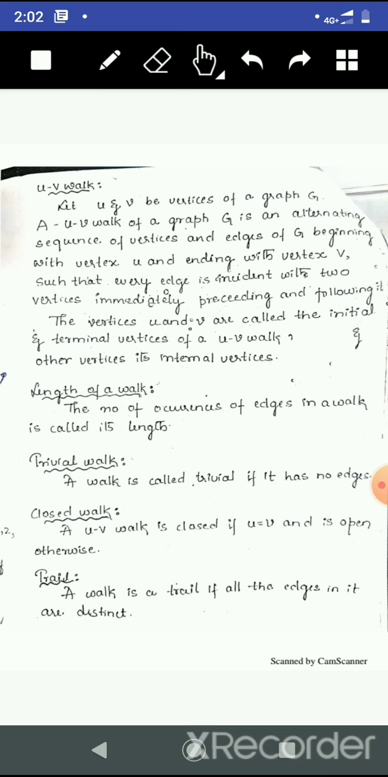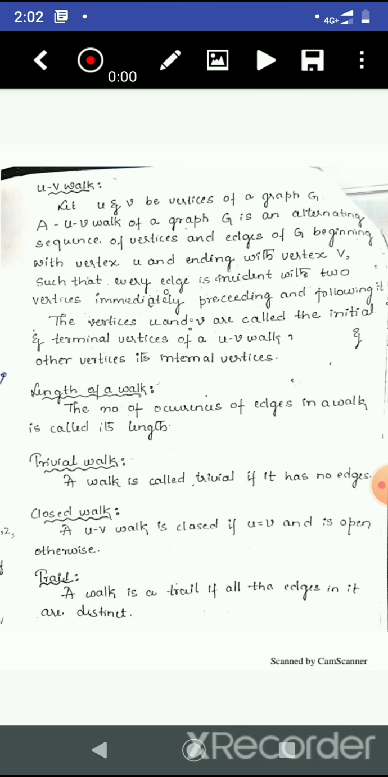Next definition, trail. A trail is a walk only. A walk is a trail if all the edges in it are distinct. All the edges being distinct means no edge is repeated. All the edges come only once, not more than one time. That is why it is called distinct.